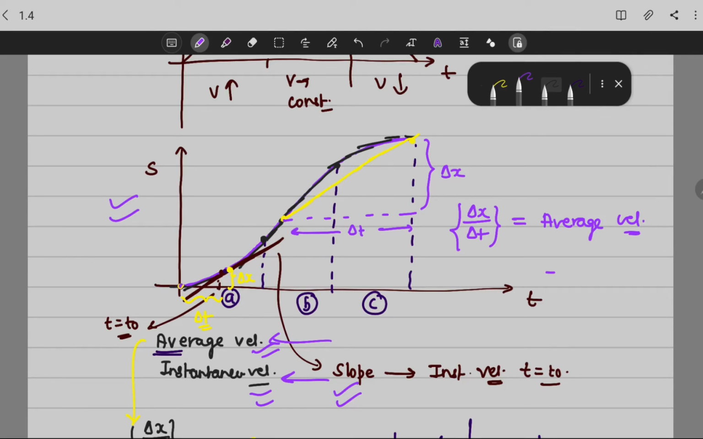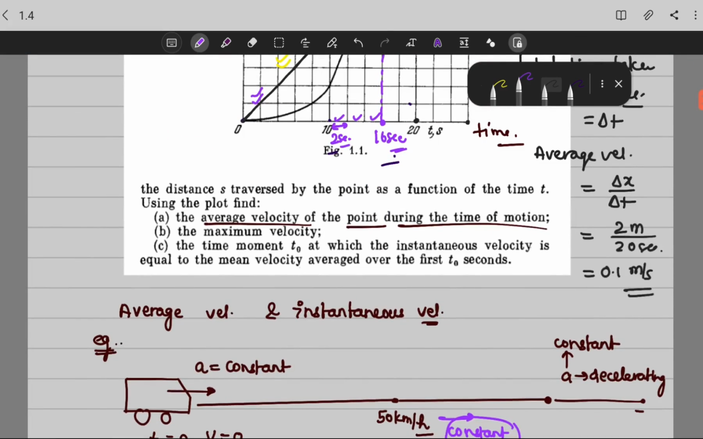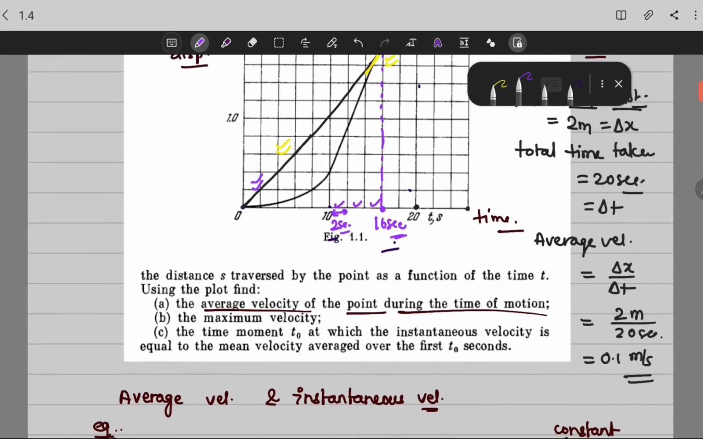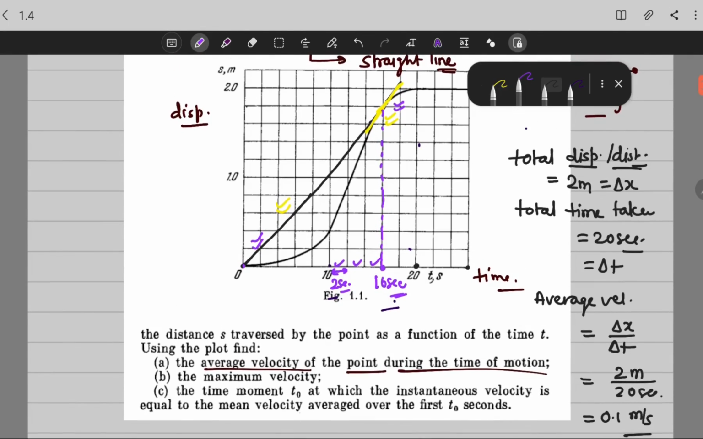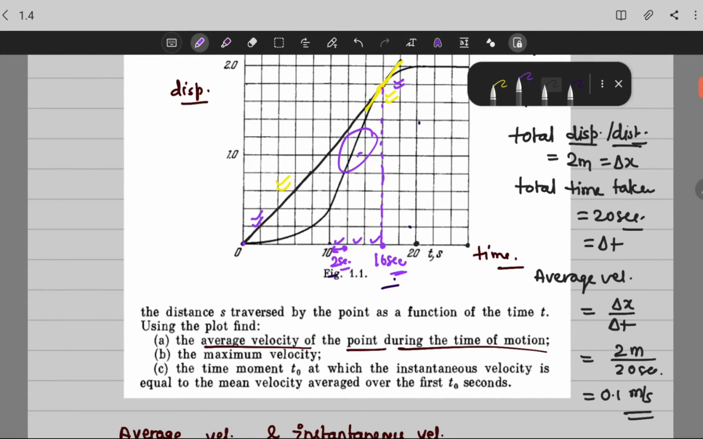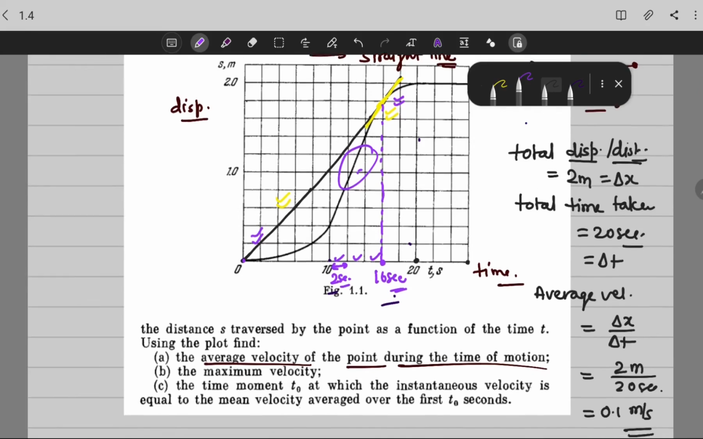Okay, and then we solved the first problem, finding the average velocity between the initial point and the final point. Then for maximum velocity we considered this particular region, because in this region we know the instantaneous velocity and the average velocity are both the same. And then we found the time instant at which the average velocity from the start to that point and the instantaneous velocity at that point are both the same.